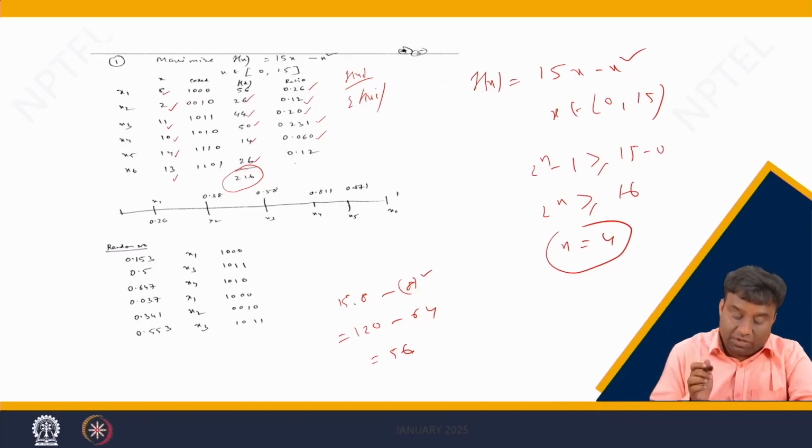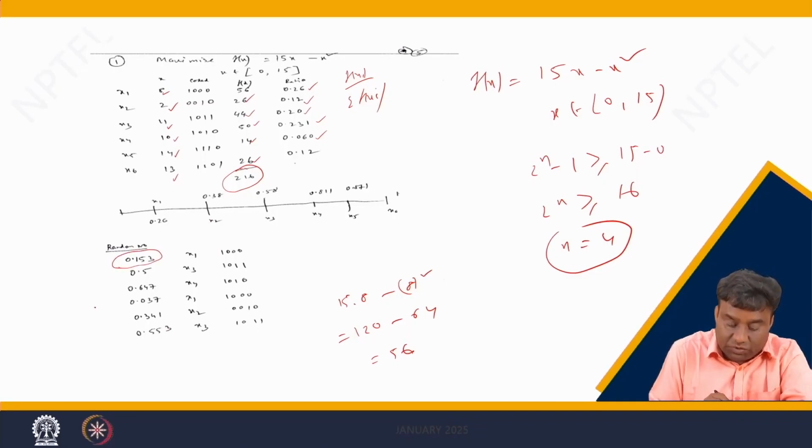So now we are applying the selection technique based on roulette wheel with random numbers. The random number we calculate is some number from 0 to 1. 0.153 lies here. So x1 is selected. So x1 means 8 is selected. Now the next random number is 0.5. So 0.5 lies in here. So we took x3. So x3 means 11 is selected. That is 1011. 0.647 lies here. So x4 is selected, which is 1010.